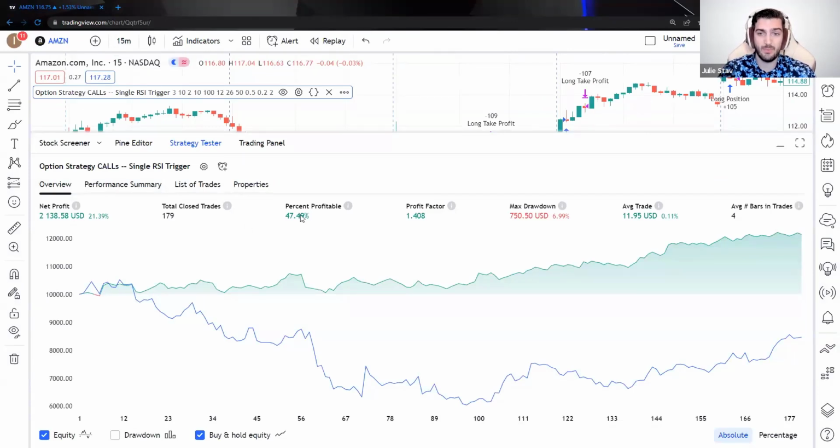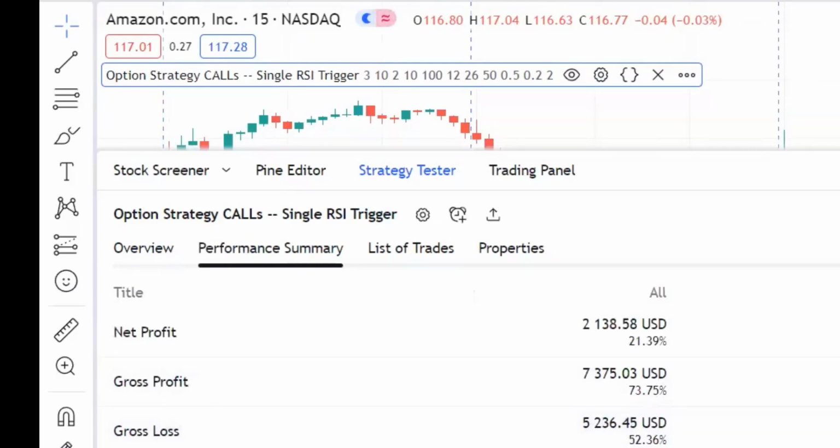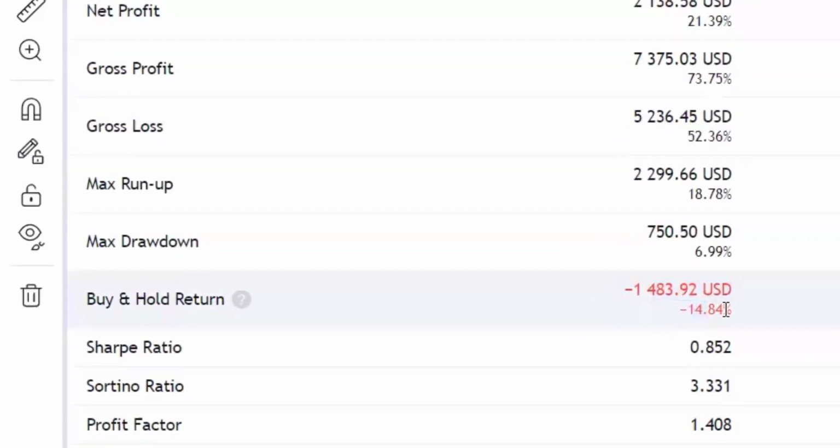This strategy was 47.5% profitable for Amazon, had a profit factor of 1.4. You're holding on average for 1 hour, and your net profit was 21.4%. Not bad. It gets even better when you realize that the buy and hold for Amazon over the same period of time was almost a 15% loss.